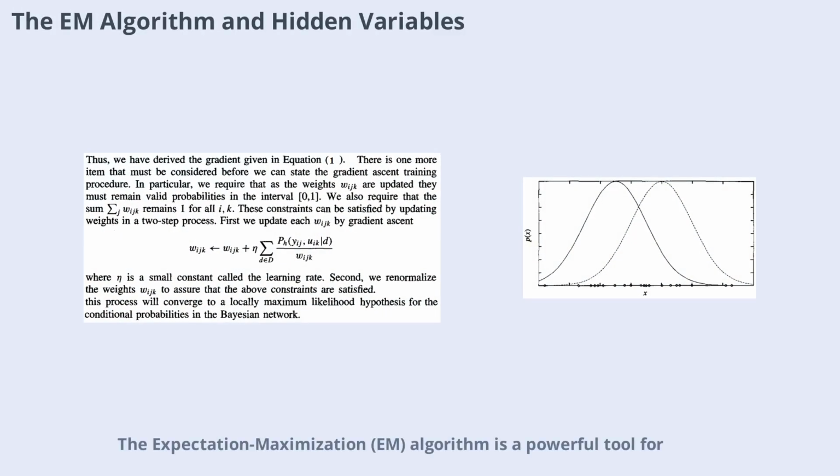environments. The expectation maximization algorithm is a powerful tool for learning in situations where some variables are hidden or unobserved. For example, when data is generated by a mixture of several normal distributions, but we don't know which distribution produced each data point, the algorithm helps estimate the underlying parameters. By iteratively updating our estimates, EM enables us to find the most likely explanation for the observed data, even in the presence of uncertainty.